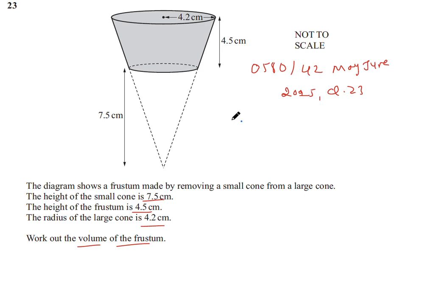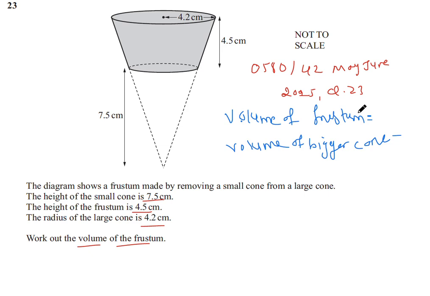So see here, to find the volume of the frustum, what can be done? Volume of frustum is equal to the volume of the entire cone, the bigger cone, minus the volume of the smaller cone. If we subtract the bottom cone volume, you will get the volume of the frustum. So volume of bigger cone minus volume of smaller cone.